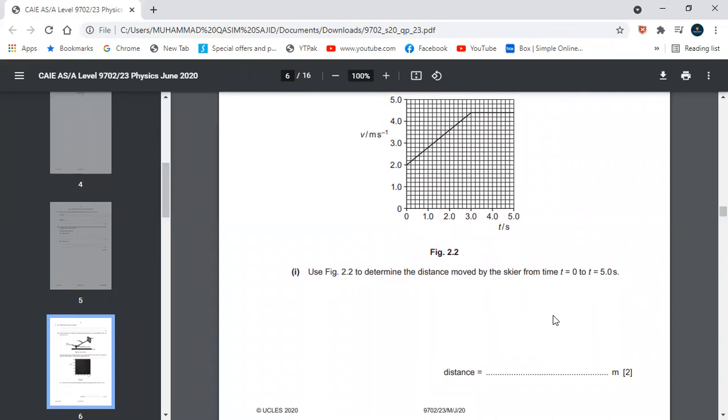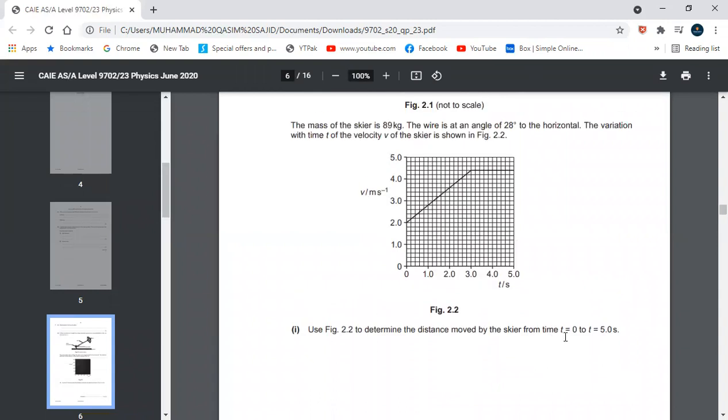Using the graph, determine the distance moved by the cycle from time 0 to time 5. We have to find the distance s. The distance depends on the area under the graph, so first we make our graph into regions: one triangular region and one rectangular region.